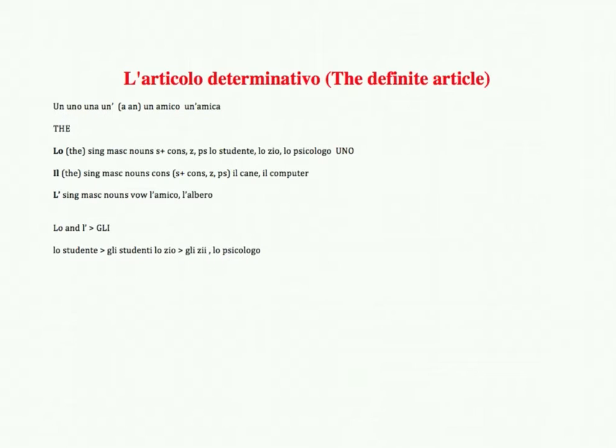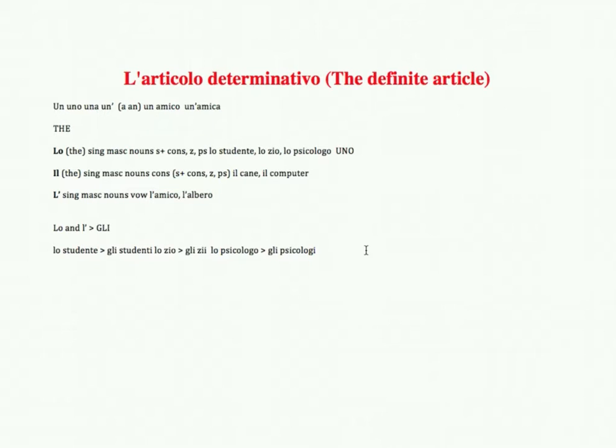You've learned in the previous unit how to make the plural of nouns. So if you don't remember, just go back and review everything. So do the same for lo psicologo. So we have lo psicologo, we make the plural of lo, and so the plural of lo is gli, and the plural of psicologo is psicologi.